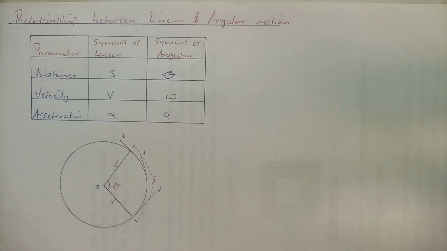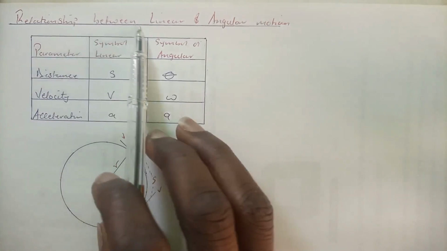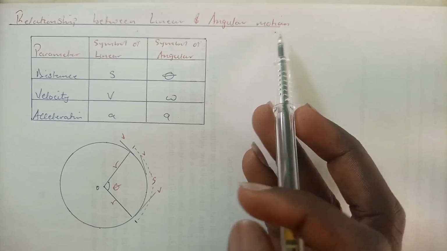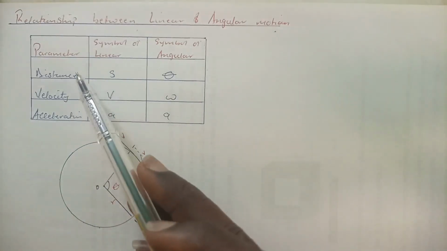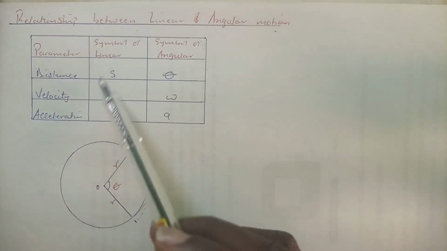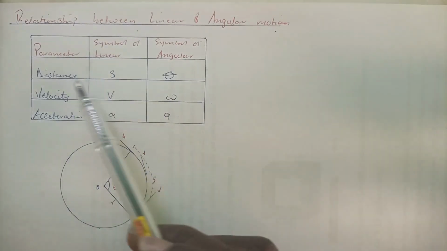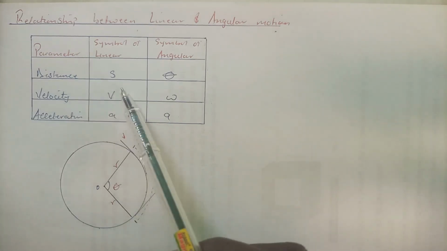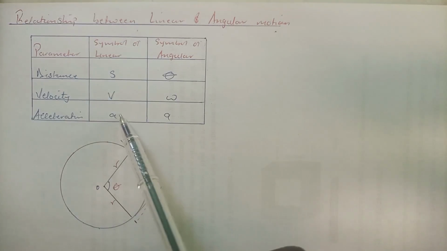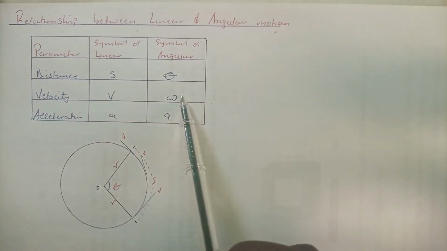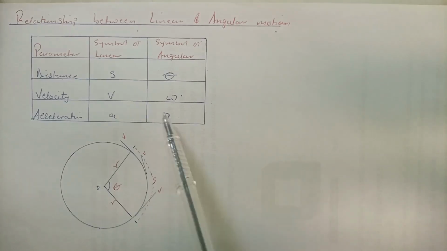Welcome to another lesson on the derivation. Today we're looking at the relationship between linear and angular motion. So look at the parameters, the relation between distance, velocity, and acceleration. In terms of linear, distance is represented by s, velocity is represented by v, acceleration is represented by a. While in angular, it is psi, w, which is omega, and a. They are both the same a.